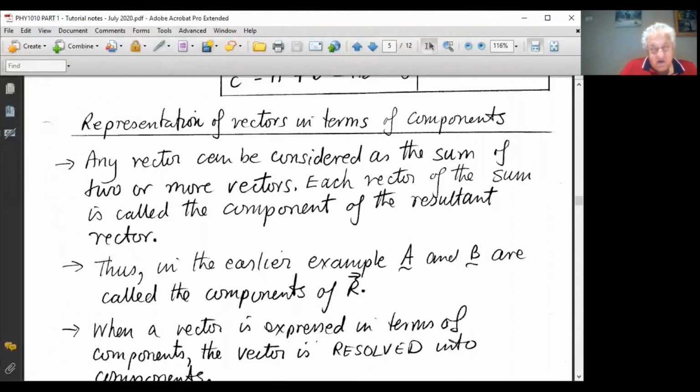So this is a good place to stop. We'll continue with the next tutorial, representation of vectors in terms of components.